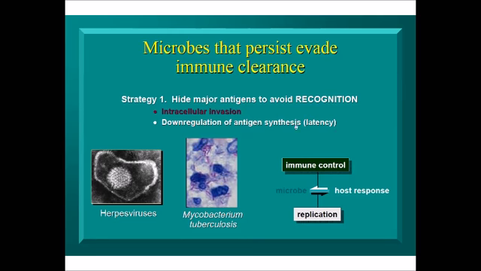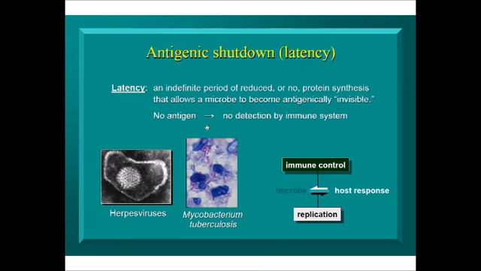So that's basically what periods of latency are all about, downregulating the thing that the immune system is looking for. It's effectively like the equivalent of a fighter jet flying so low that it's below the radar system and can't be seen. Same idea. So latency is an indefinite period of reduced or no protein synthesis that allows a microbe to become antigenically invisible to the immune system. No antigen means no detection by the immune system. Basically a game of cat and mouse.